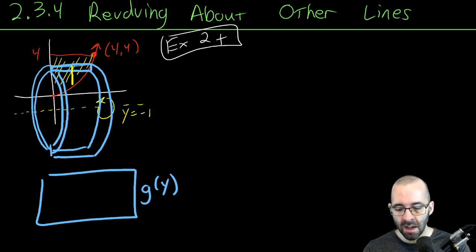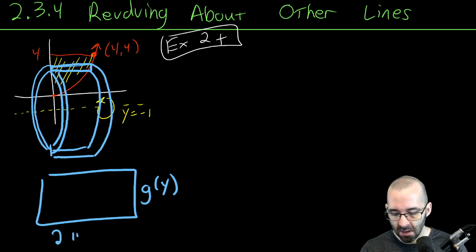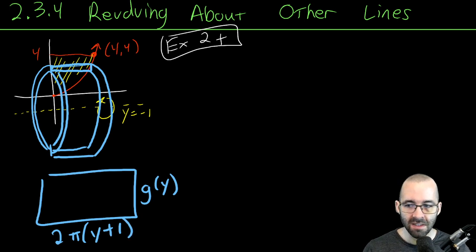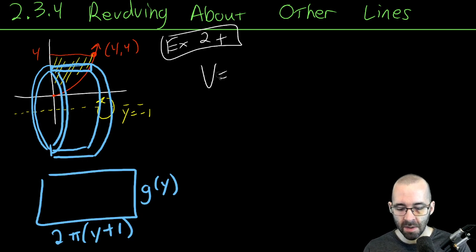Well, what's the radius now? Well, it's the old y value, and then we have to go a little bit more. So this is going to be 2 pi times the old y value plus another one. And that's all that changes. It's going to be the same integral, almost, but now the radius is changing. So for these sorts of problems, this is how you'll set it up. It's going to be the same, very similar volume.